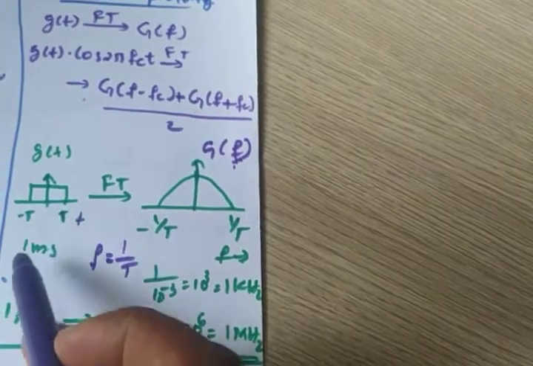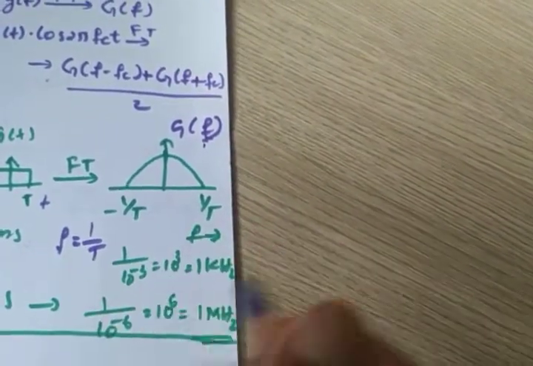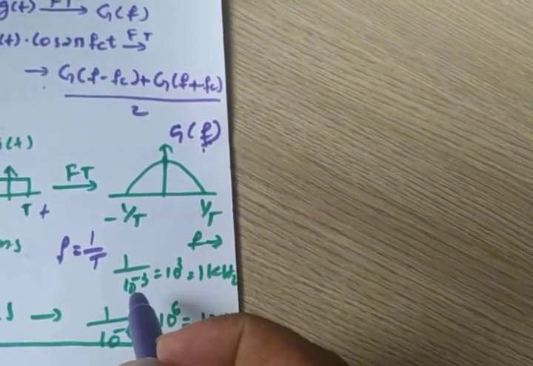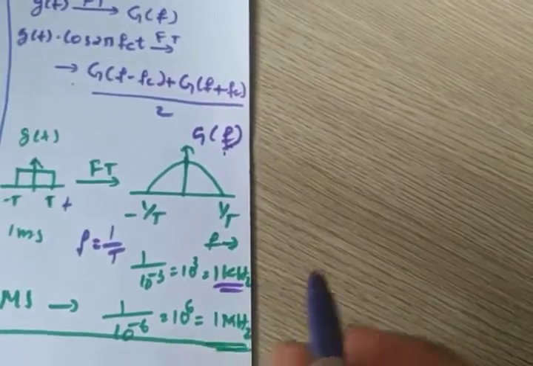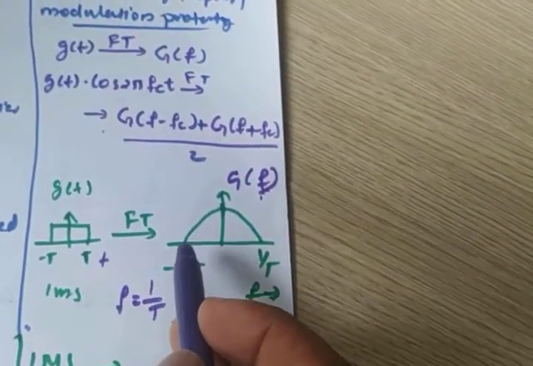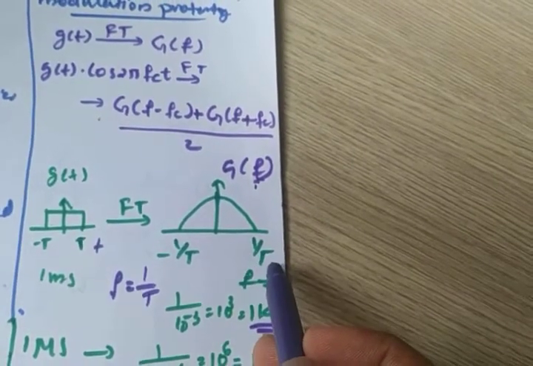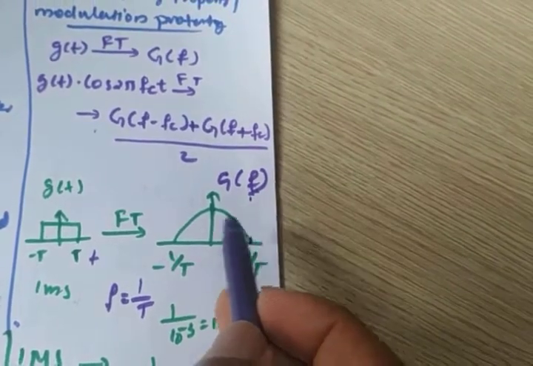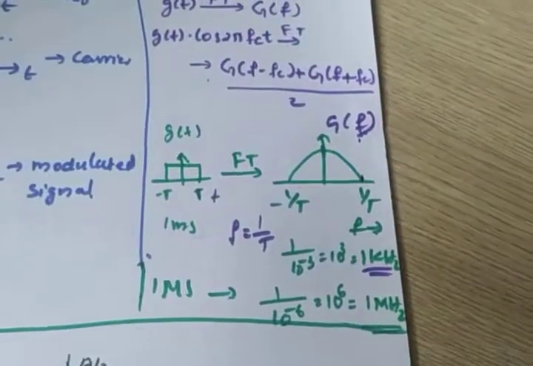The duration of this pulse is 1 millisecond. What is the frequency of that pulse, or what is the spectrum bandwidth like that? F is equal to 1 by 1 millisecond. 1 millisecond means 10 raised to minus 3, so that is 10 raised to 3, which is 1 kilohertz. So this is 1 millisecond, so this is 1 by 1 millisecond, that is 1 kilohertz. So this point is 1 kilohertz and this point is minus 1 kilohertz.